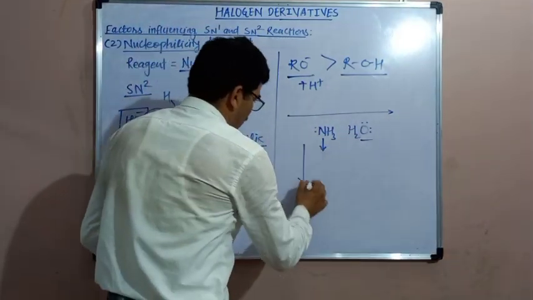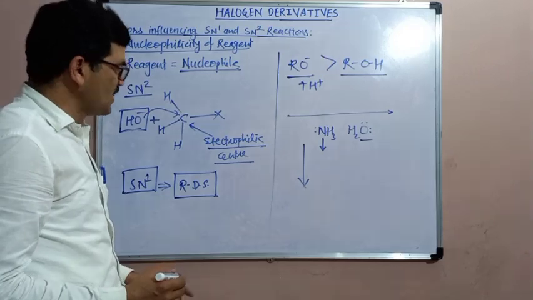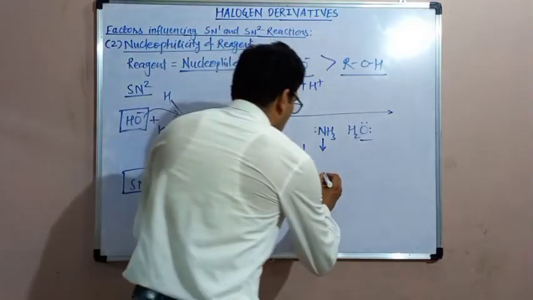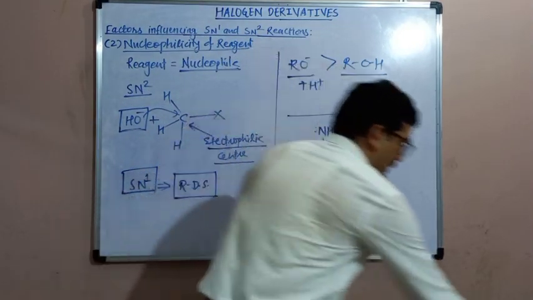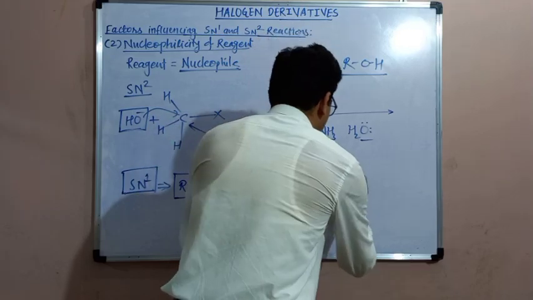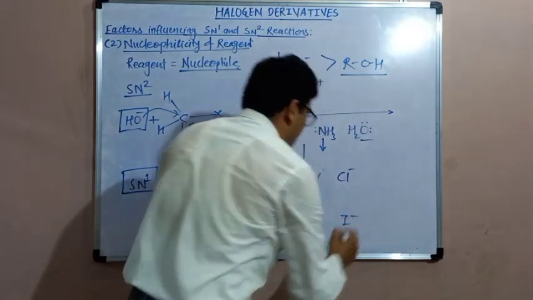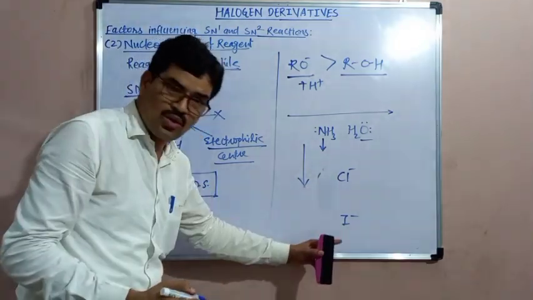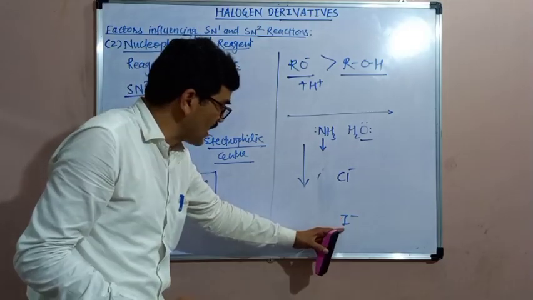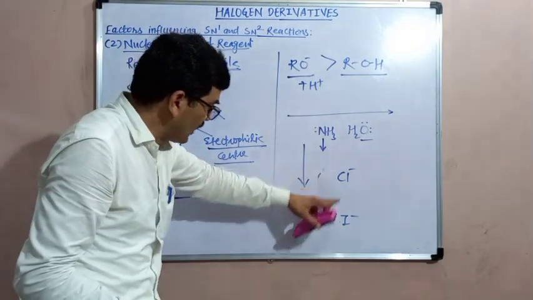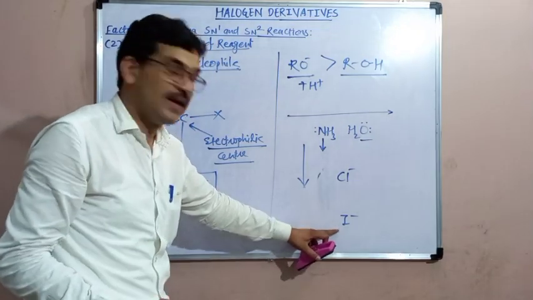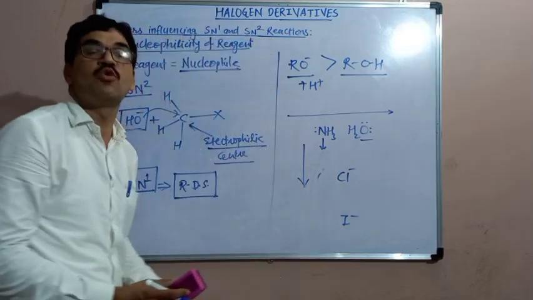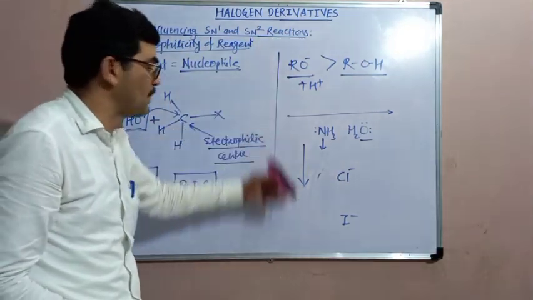Similarly, in a group, the nucleophilicity of the nucleophile increases from top to bottom. When we compare Cl− and I−, both are nucleophiles, but I− is a stronger nucleophile than Cl−. The electron donor atom is at the bottom of the group, so its electron donating capacity is more. It can easily release electrons, which means its nucleophilicity is greater. So nucleophilicity increases from top to bottom in a group.